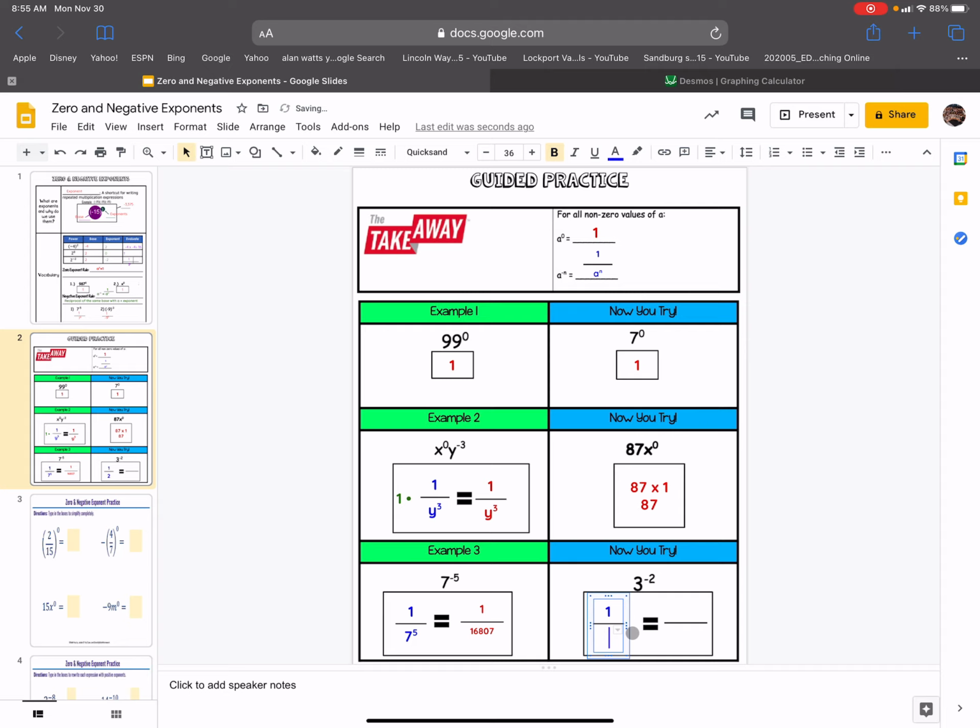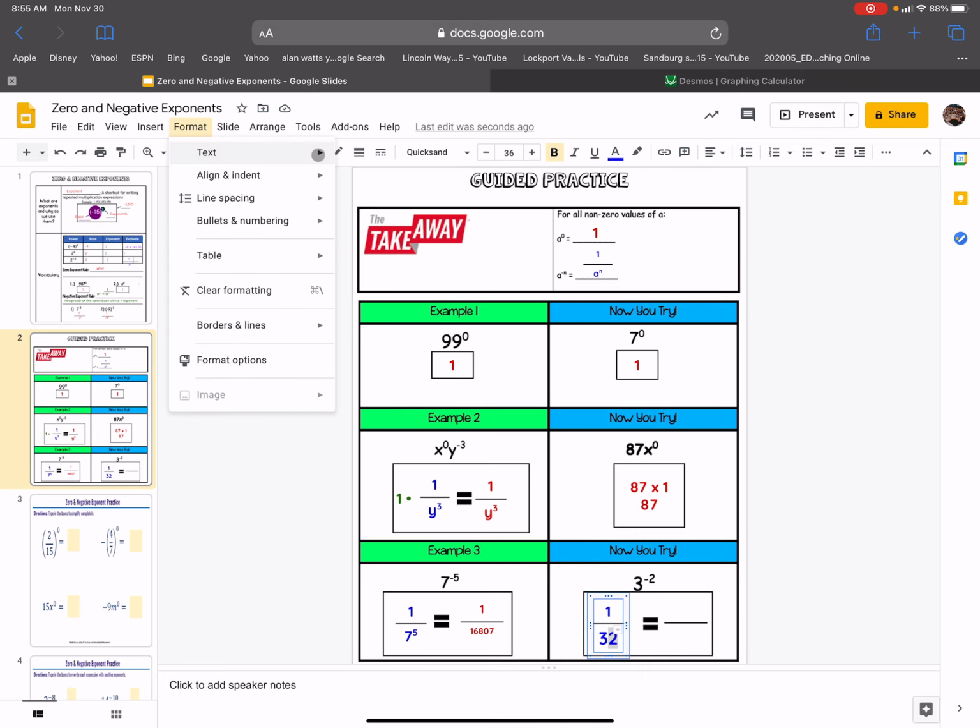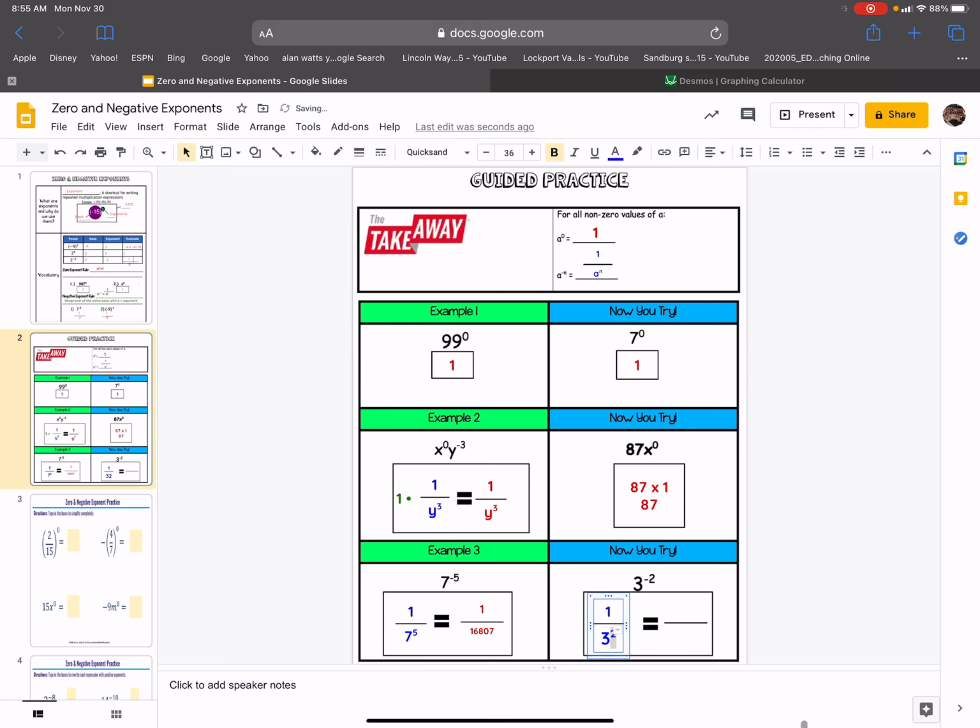And I have no idea why it is being so funny. It's adding the wrong thing as a subscript. 3 to the second power. Let's try again. Okay. Format, text, subscript. And I will make sure it works for you guys. There we go. 1 over 3 to the second power.